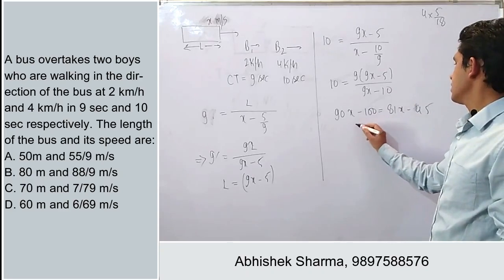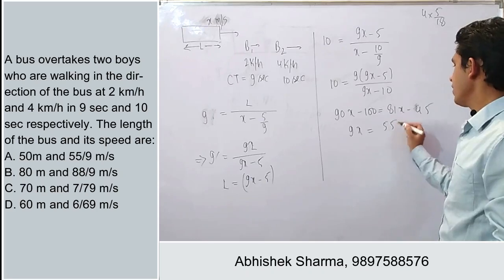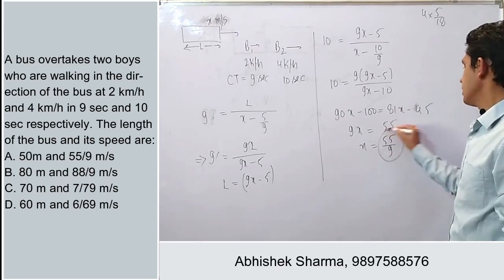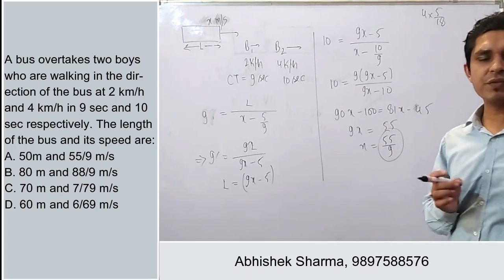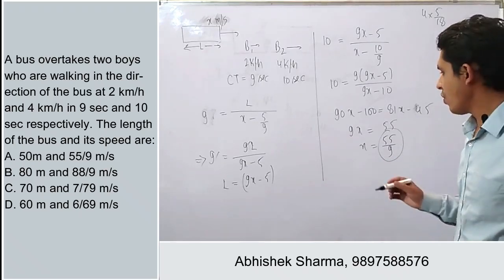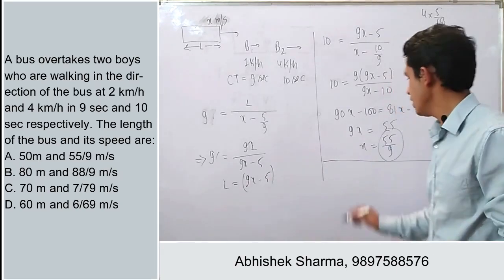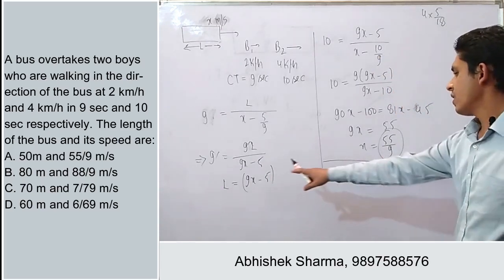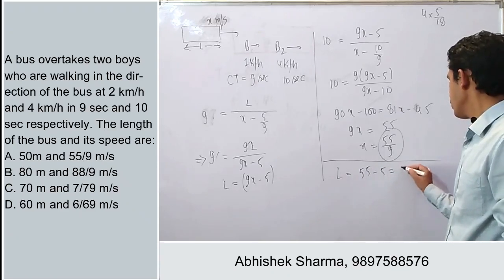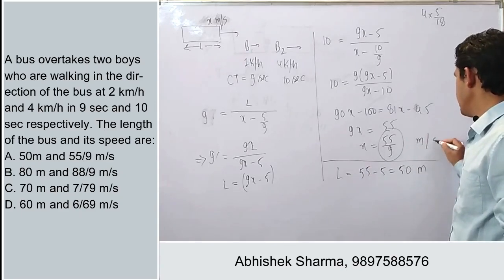And when solving this, 9x is equal to 55, and the value of x will be 55 divided by 9. That means the speed of the bus will be 55 divided by 9 meter per second. And for calculating the length of the bus, we can put the value of x here. So L is equal to 9 multiplied by 55 divided by 9, that is 55, minus 5. So the value of L will be 50 meters, and the speed is 55/9 meter per second, right?